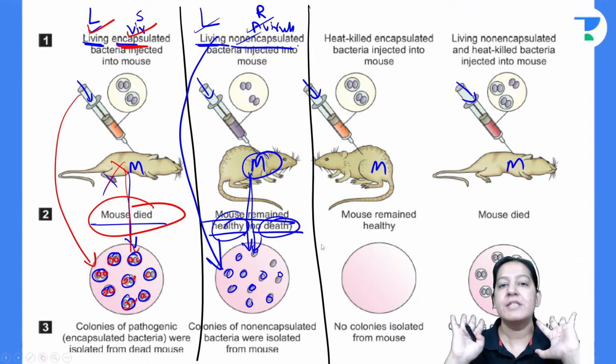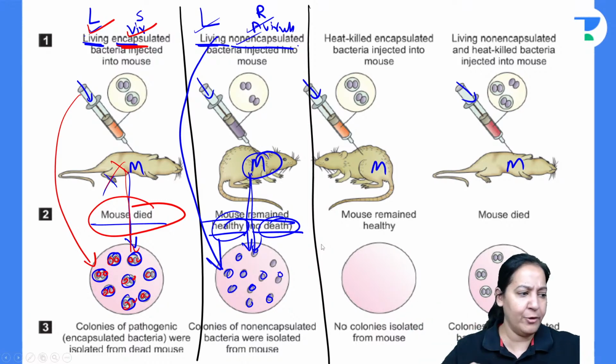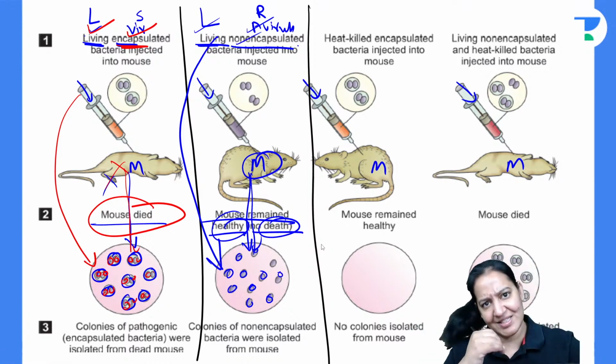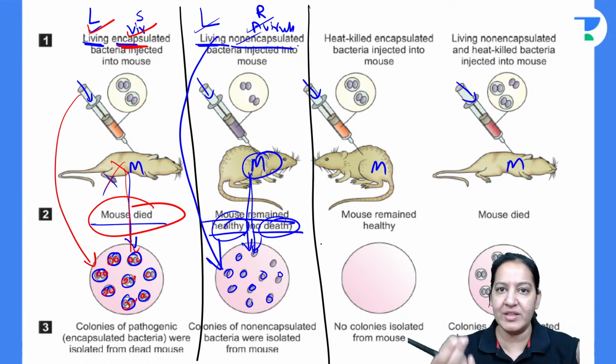Give me a thumbs up. Till now any confusion? No. You will say, ma'am, absolutely all right. It's not any confusion. Whatever you are injecting, you are getting the same thing in the blood, and the mouse is showing the same features.